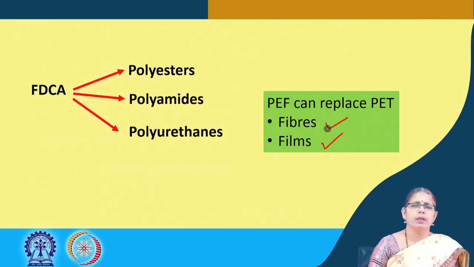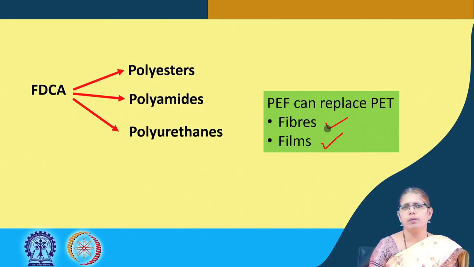Polyethylene furanate is showing a lot of promise because of its unique properties, providing improved barrier properties and also sustainability, and its utility in several applications.